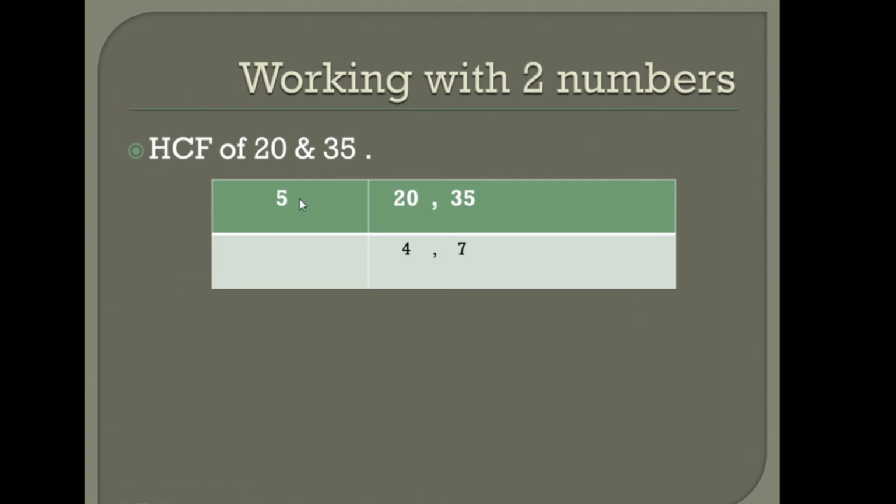So when I divide them by 5, 5 times 4 is 20 and 5 times 7 is 35. Next I have to check for 4 and 7. I don't have any common number for 4 and 7, so I will stop over here. 4 and 7 will be the remainders, whereas 5 will be the factor which I am looking for. So the HCF for 20 and 35 is 5.